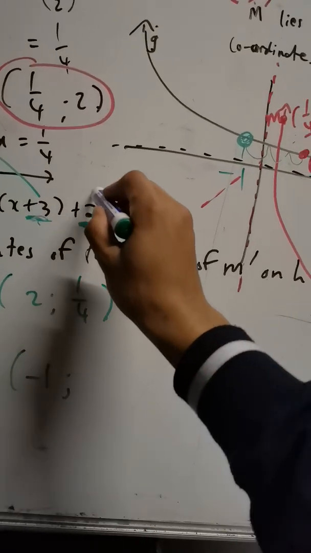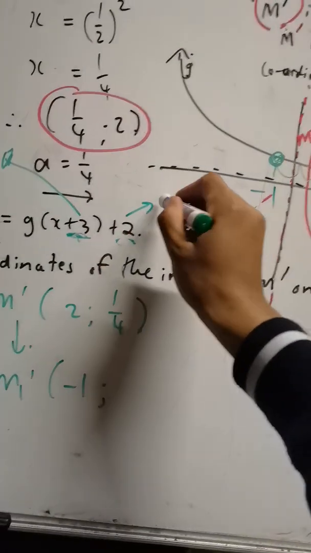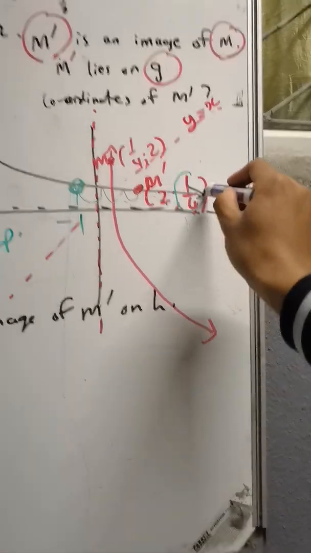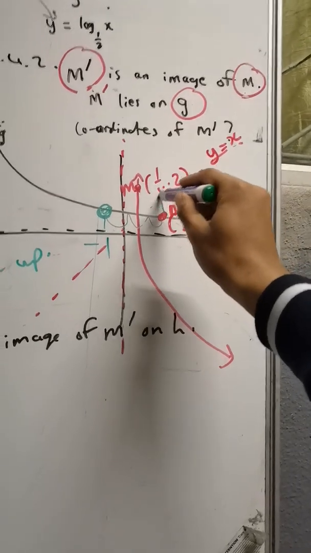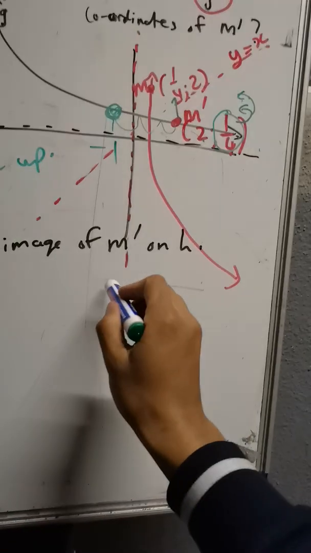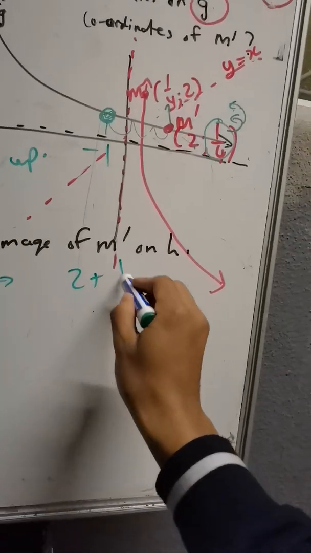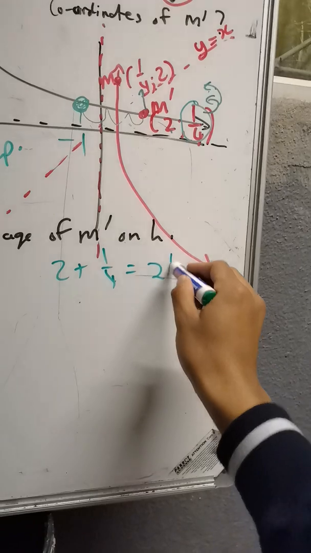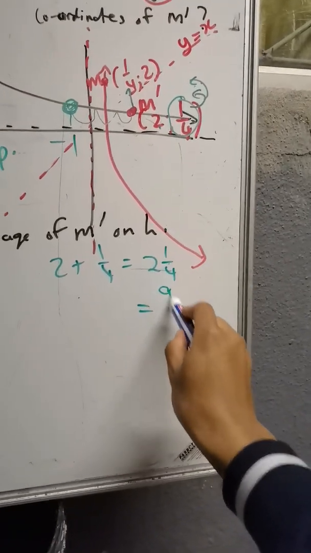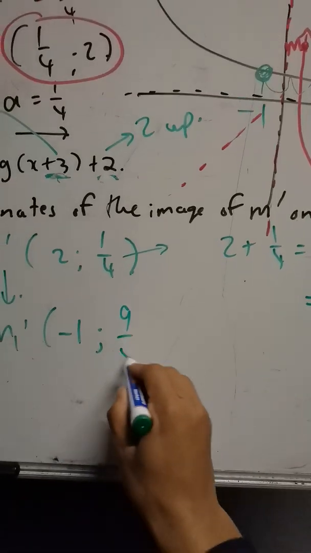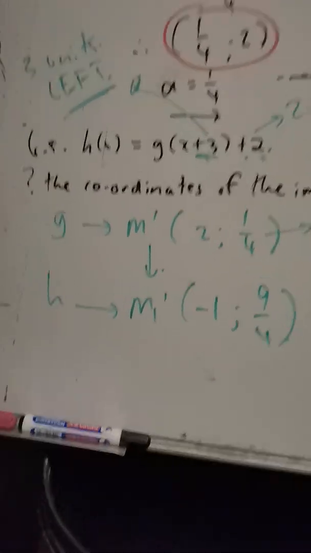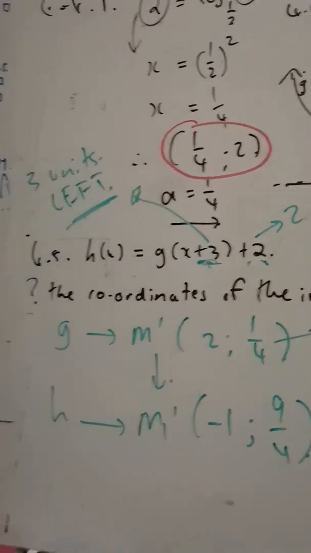And then because we add 2 to this q value, we're going 2 up. If you look at this y value here, we're going 1, 2 up. You have to add 2 to a quarter. So what's 2 plus a quarter? 2 plus a quarter, if you put that into a mixed fraction, you're going to get 9/4. So 9/4 is the new y value of m dash after we did the translation to h of x.